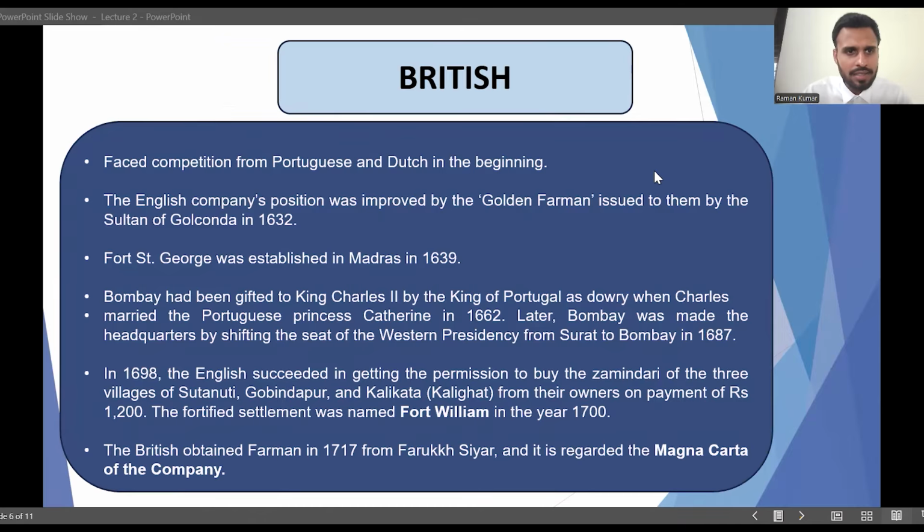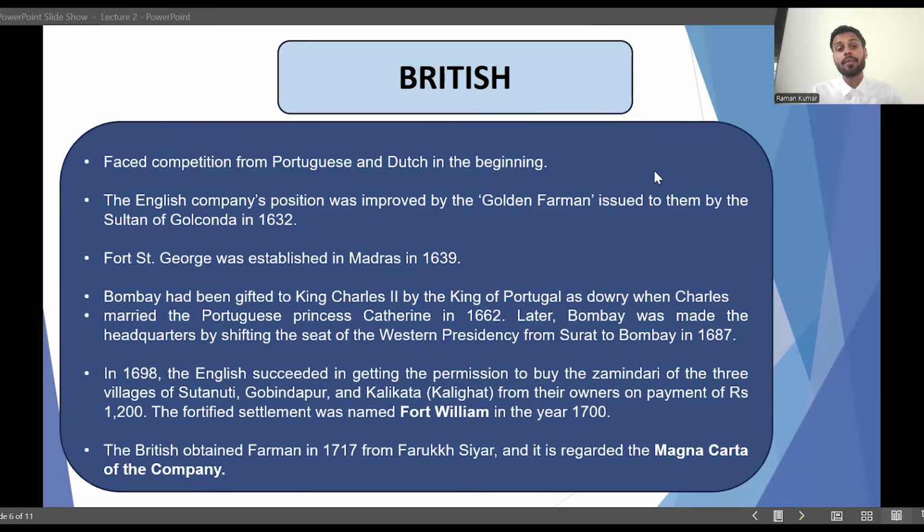So these are the other things. The British faced competition from the Portuguese and Dutch. As I have already discussed, the Portuguese were well established in India during the 16th century, and the Dutch had established themselves before the British in the early 17th century. After that, another farman was given to the British by the Sultan of Golconda in 1632. By this farman, many ports of the Deccan region and other hinterlands were opened to the British.